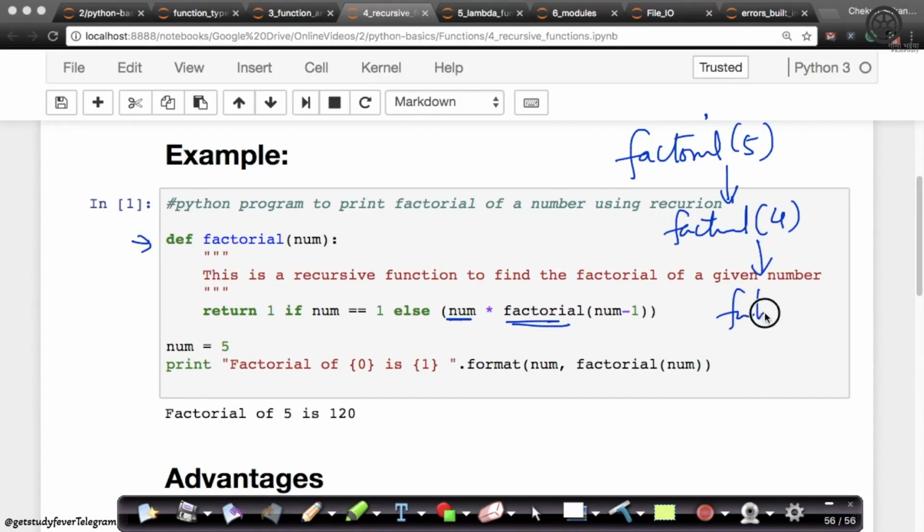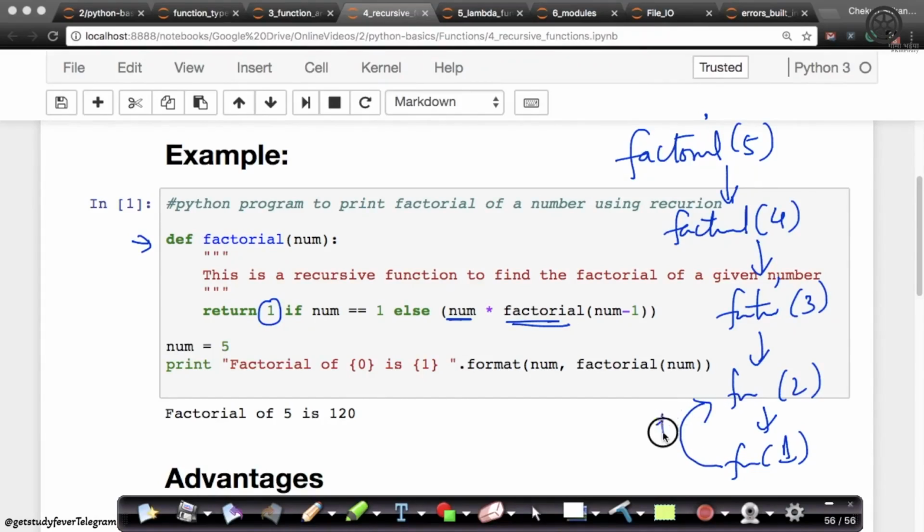It will now call factorial of 3, which will call factorial of 2, which will call factorial of 1. So it will keep calling this recursively. This is the recursion part. So when it calls factorial of 1, now it goes in here and it says return 1 if num equals 1. So it will return 1. When this returns 1 here, at factorial of 2, I was supposed to do 2 into factorial of 1. So what it does now is 2 into 1, which becomes 2. So this function now returns 2 here.